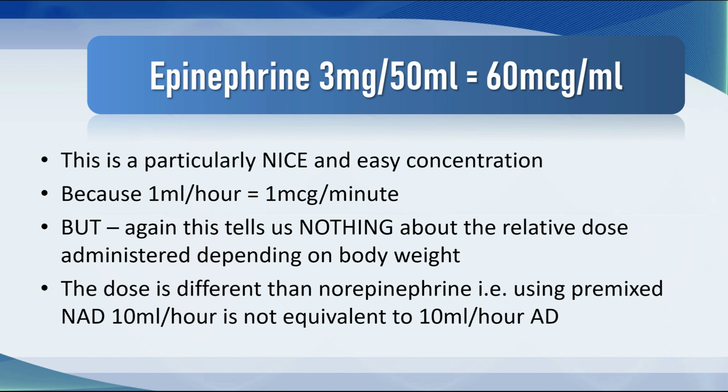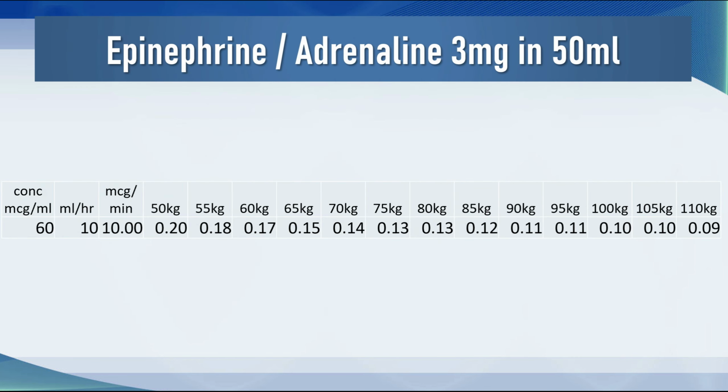So using premixed norepinephrine at 10 mils per hour is not equivalent to 10 mils per hour of epinephrine at a lower dose. And again, it's really confusing if you start dosing these in mils per hour with 2 different dilutions in 2 different syringe drivers. And again, you need to be extremely careful. Beware that the dose in mics per kilo per minute is hugely different depending on the patient's size.